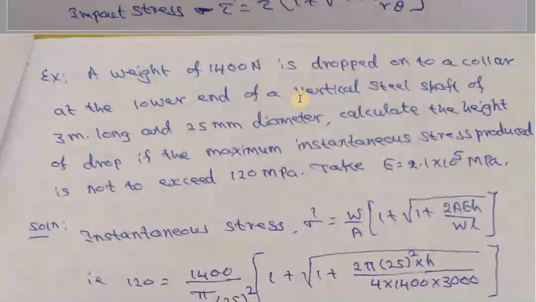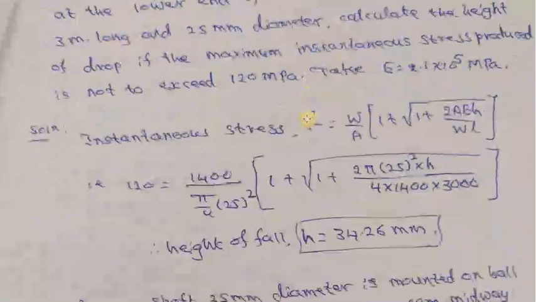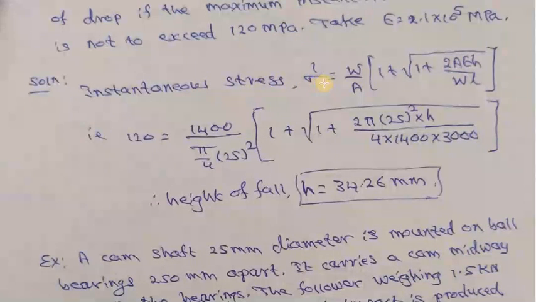What is important here is, in the first example you have to identify whether it is a vertically loaded member, a bending load or a twist. Here a weight is being dropped onto a collar at the lower end of the vertical shaft. So it is the first case, where the instantaneous load is applied onto the vertical member, which is an axially loaded impact load. So the first type of equation we have, the instantaneous stress sigma dash is W by A into 1 plus square root of 1 plus 2 AEH by WL. This is the equation available to you.